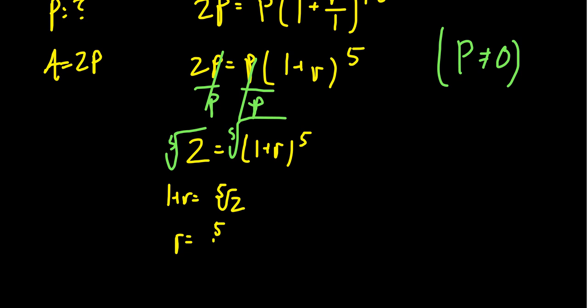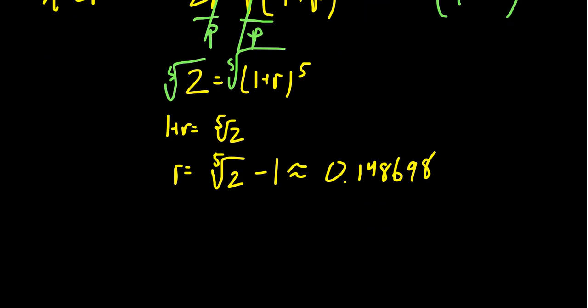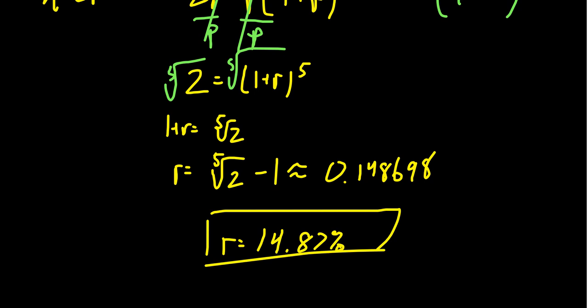And so the exact answer will be the fifth root of 2 minus 1, for which I'm going to put that in my calculator. The fifth root of 2 is 1.148698. So if you subtract 1 from it, you're going to get 0.148698. And so let's round this to 2 decimal places. Our interest rate, r, should be approximately 14.87% if we want to double our investment in 5 years.